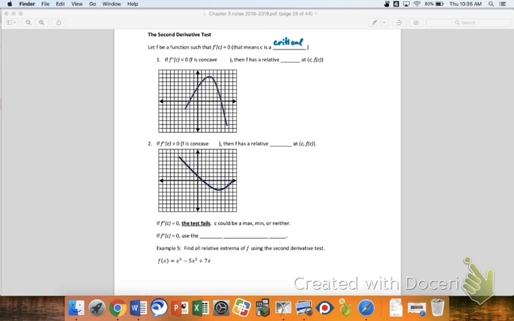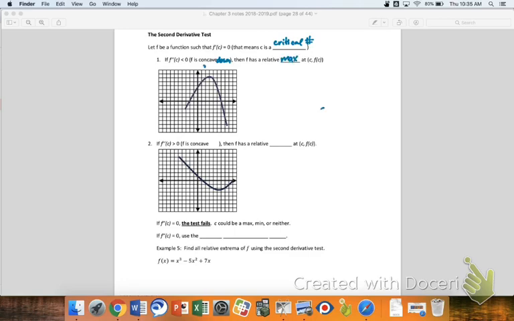Critical number, critical point. So presuming that that's true, here is the second derivative test. If f double prime of c is negative, that means that f is concave down. And if f is concave down around a critical number, then that critical number would have to be a min or a max. Wouldn't it have to be a max?